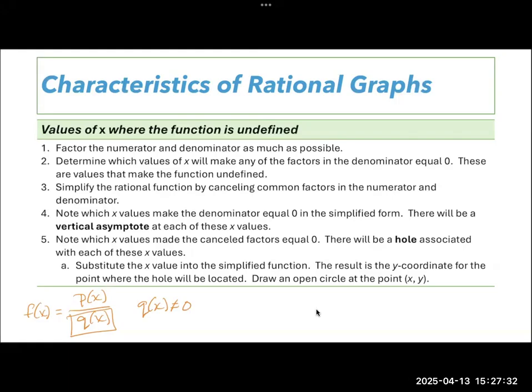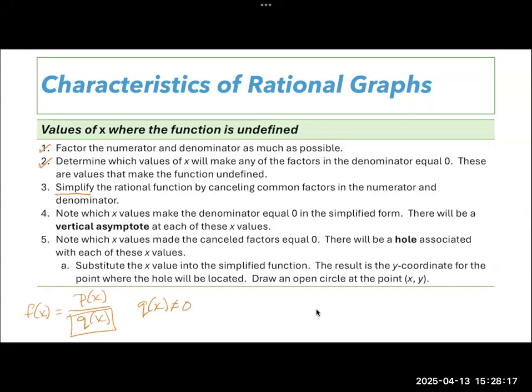And so to decide, you first need to start by factoring the numerator and the denominator as much as possible. So that's step number 1. And then you're going to determine which values of x make any of the factors in the denominator equal to 0. So you're going to identify what those values are. Then you're going to simplify that rational function by canceling any common factors in the numerator and the denominator. So if you happen to have something that is in both the numerator and the denominator, you're going to cancel that out.